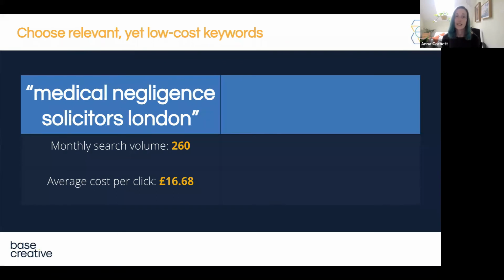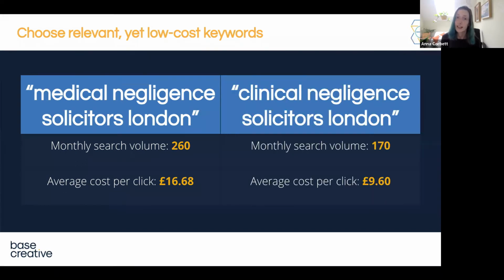So let's look at an example. Medical Negligence Solicitors London has a monthly search volume of 260 and a cost per click of £16.68 on average. Whereas Clinical Negligence Solicitors London has a slightly lower volume of 170 per month, but only costs £9.60 per click. So that's 42% less. This is why it's hugely important to do your keyword research before you start your ads campaign, because keywords that you select will have a huge impact on the cost and the result of your campaign.